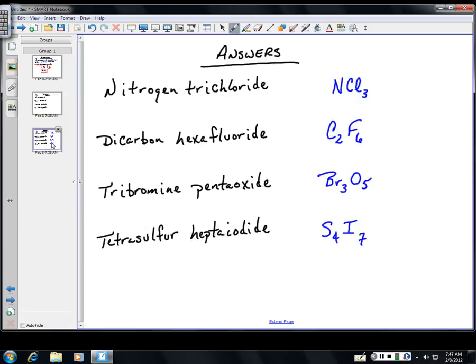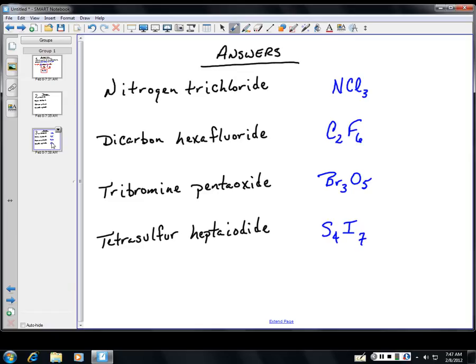Here are my answers. Nitrogen trichloride, NCl3. Dicarbon hexafluoride, C2F6. Tribromine pentaoxide, Br3O5. And tetrasulfur heptaiodide is S4I7. Now I want to make one little disclaimer here. I don't know whether all of these exist. I've made up these names just to get some points across today. So you can look at that and hopefully come up with the right answers.